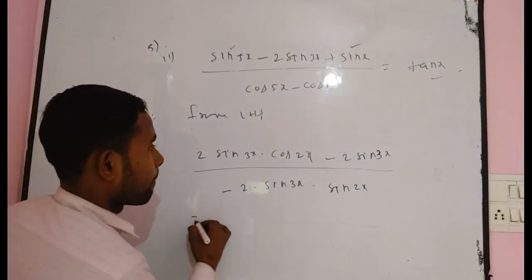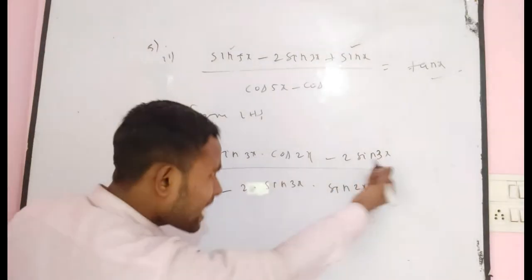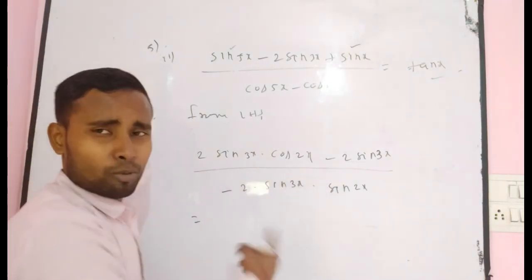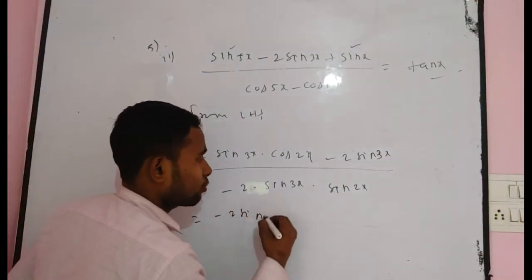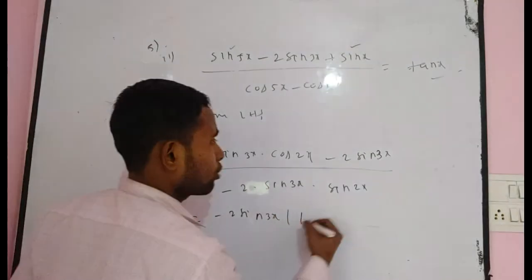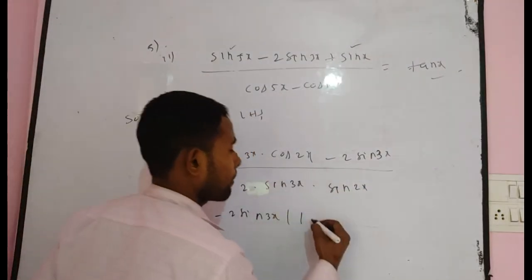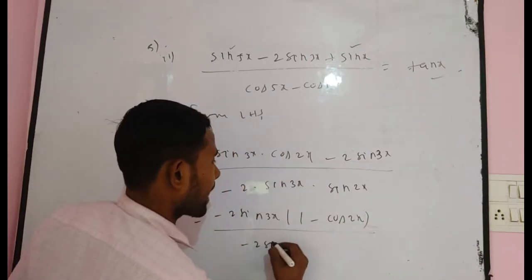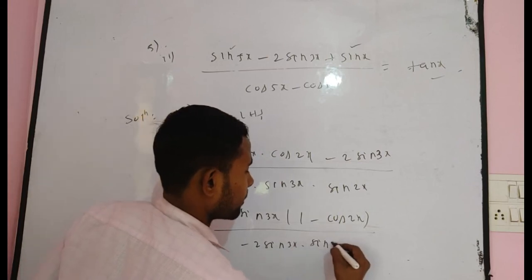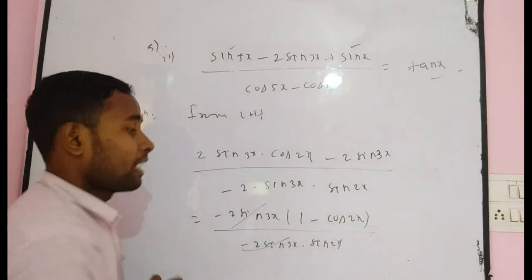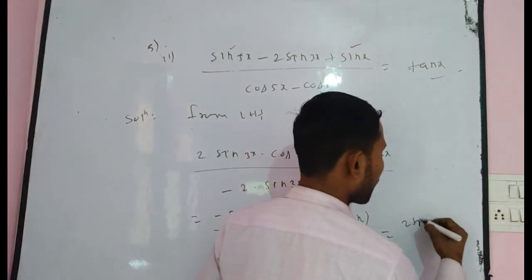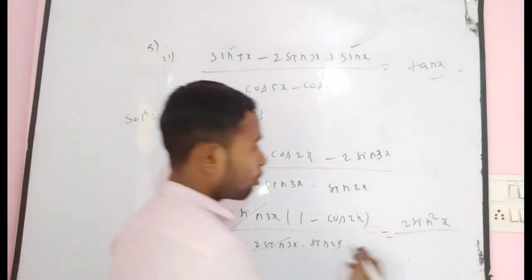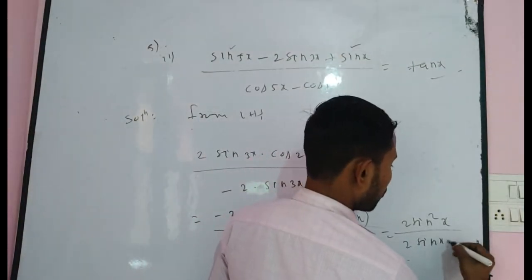Now you have to take common minus 2 sin 3x in the numerator, because here there is also a minus given. If you take minus 2 sin 3x, what do you get? Here becomes 1 and here becomes minus cos 2x, divided by, in the denominator, minus 2 sin 3x into sin 2x. Here both terms cancel each other. Here you get 1 minus cos 2 theta. What will be the formula of 1 minus cos 2 theta? 2 sin square x. And sin 2x is equal to what? 2 sin x into cos x.